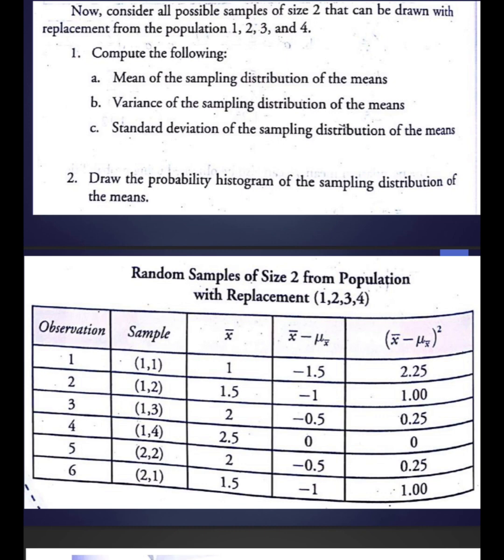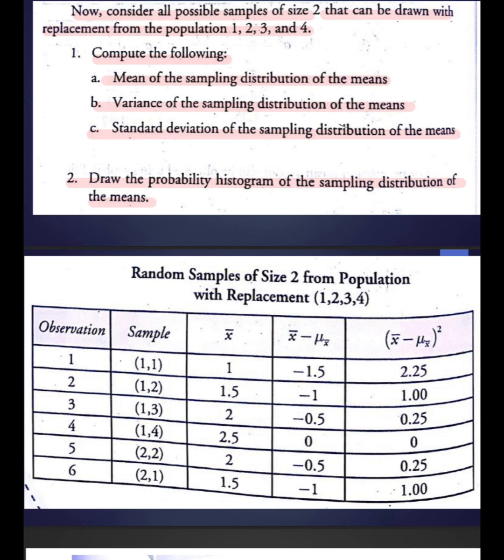Consider all possible samples of size 2 that can be drawn with replacement from the population 1, 2, 3, 4. Question number 1, compute the following. A. Mean of the sampling distribution of means. B. Variance of the sampling distribution of the means. C. Standard deviation of the sampling distribution of the means. And question number 2, draw the probability histogram of the sampling distribution of the means.